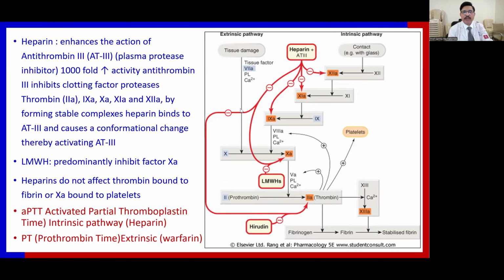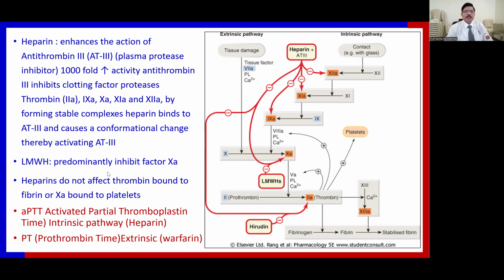Heparin is a very powerful anticoagulant. Conventional heparin, 5,000 units, you give straight away subcutaneous or intravenous. Earlier days, we used to say give intravenous, but subcutaneous is as effective as intravenous. You don't have to search for a vein in the emergency in a myocardial infarction. Straight away give subcutaneous 5,000 units of this. It enhances the action of antithrombin 3, AT3.